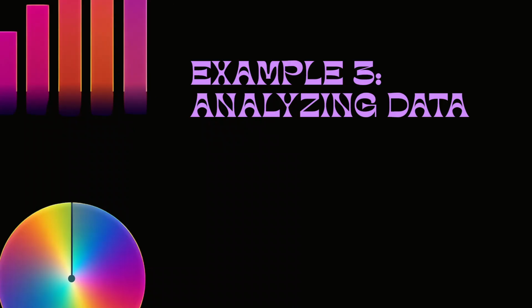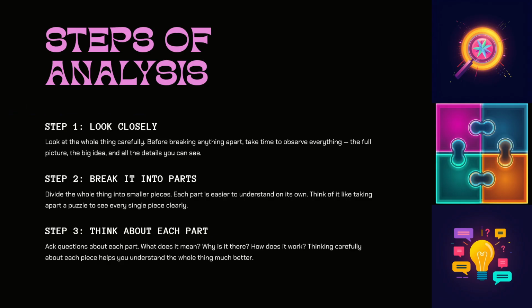There are 6 simple steps in analysis. Step 1. Choose what to study. Step 2. Collect information. Step 3. Look for patterns or details. Step 4. Compare and connect ideas. Step 5. Find meaning or reasons. Step 6. Share what is learned. These steps make analysis clear and easy.